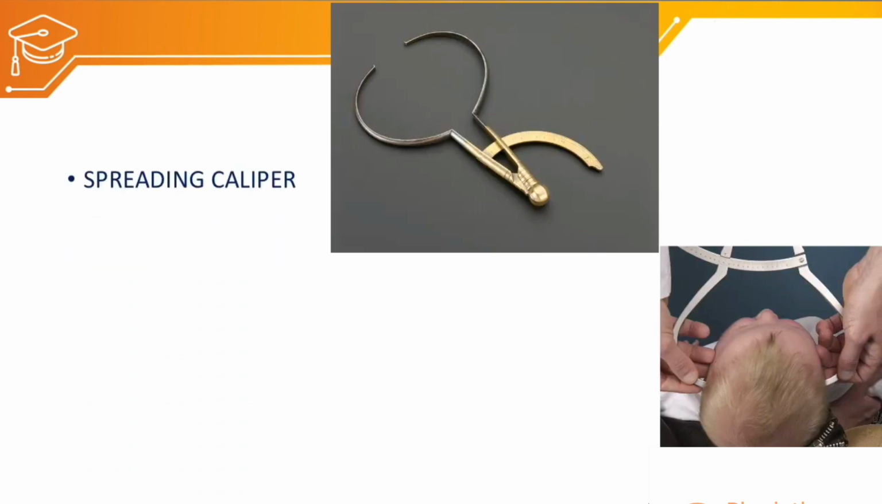The other caliper is called a spreading caliper. This is mainly used to measure the head circumference.